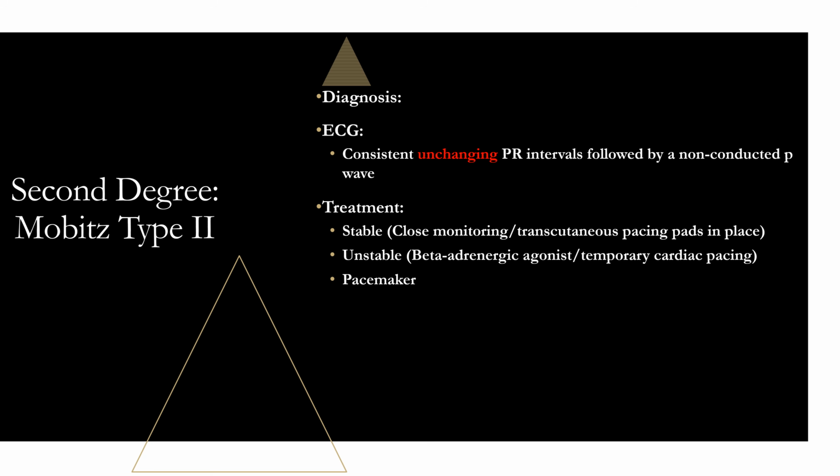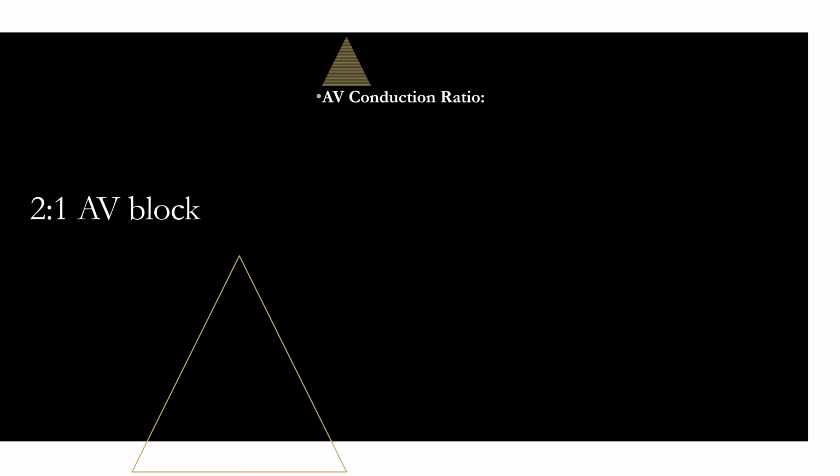Now, before we move on to the last topic, which is a third-degree AV block, I want to quickly go over one other variation, which is the dreaded 2-to-1 AV block. To understand what a 2-to-1 block is, we need to first understand something called AV conduction ratio.